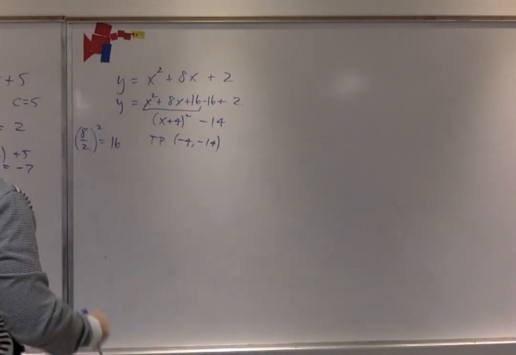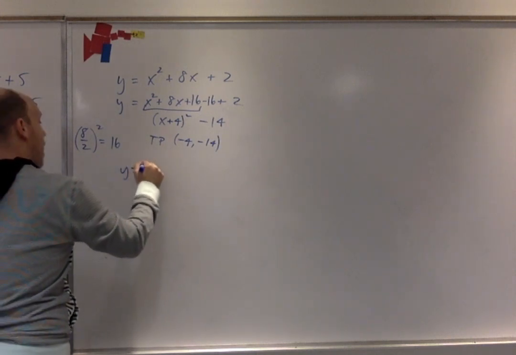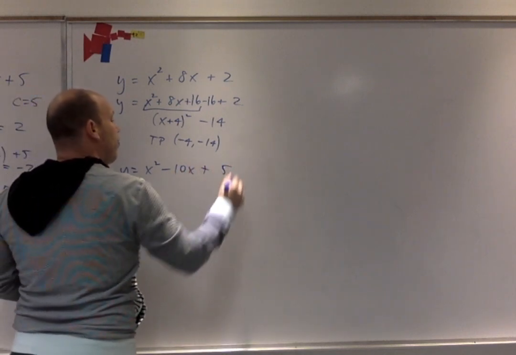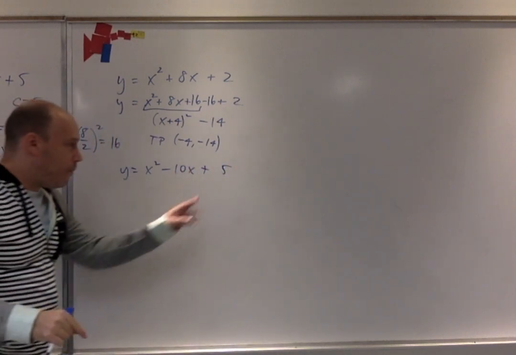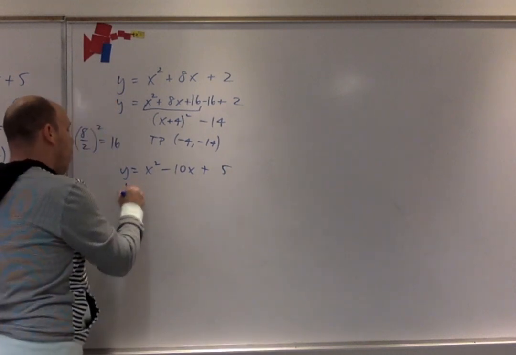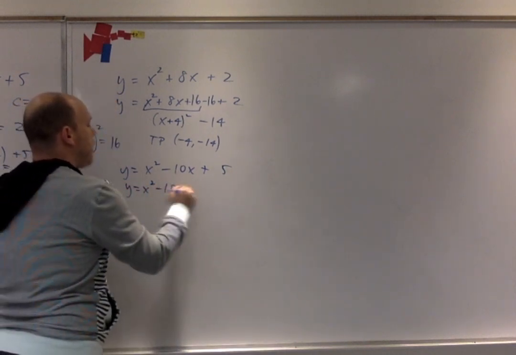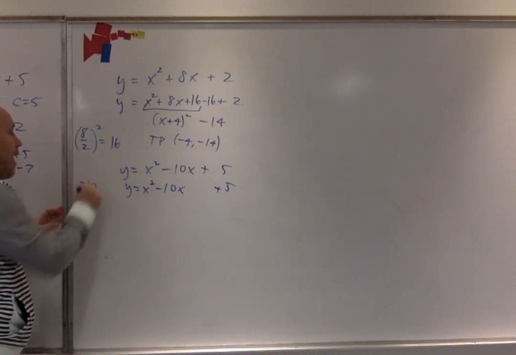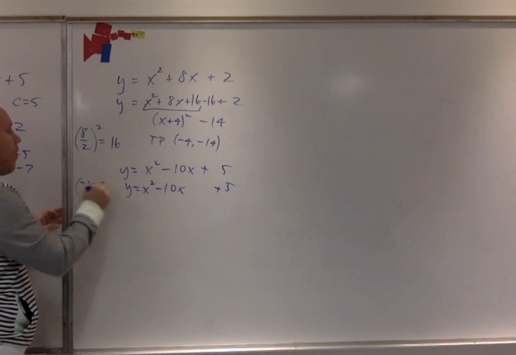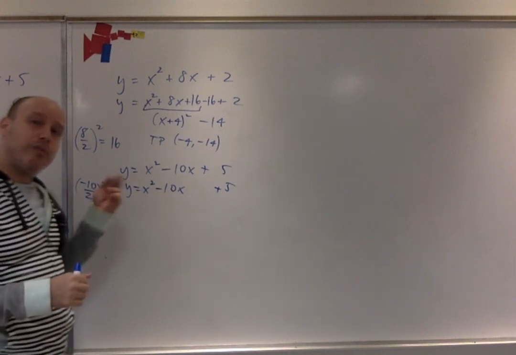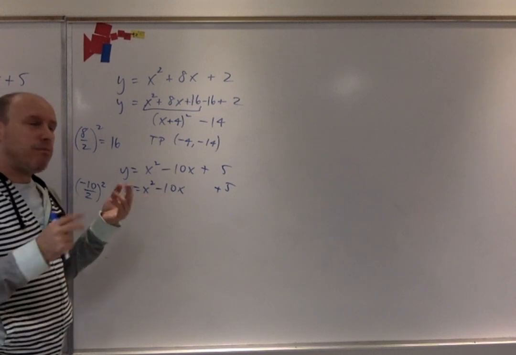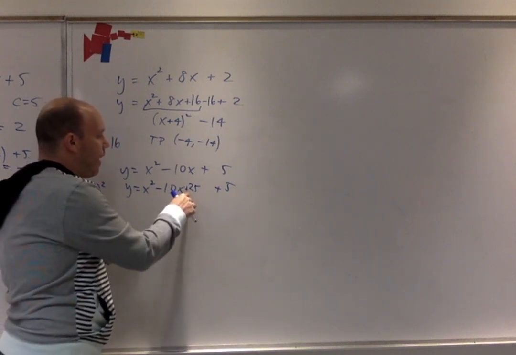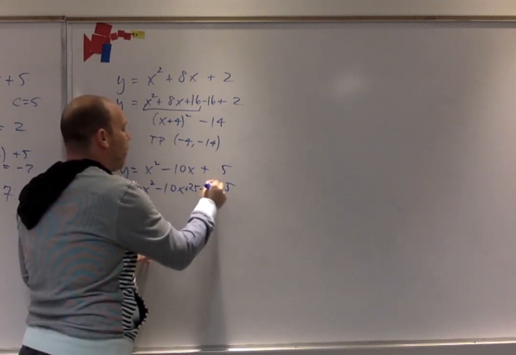Let's try another problem. y equals x squared minus 10x plus 5. So the first step was move that 5 a little bit over. Step 2, take the negative 10, divide that by 2, and square it. Negative 10 divided by 2 is negative 5, squared is 25. So I need a 25 here, but I have to maintain the balance. If I add a 25, I better subtract the 25.